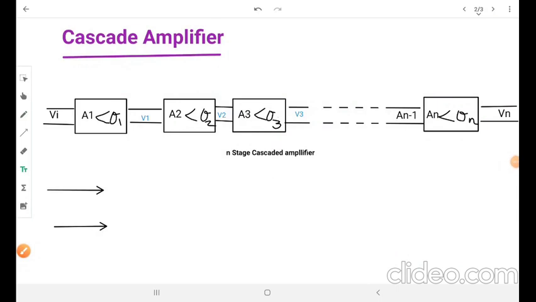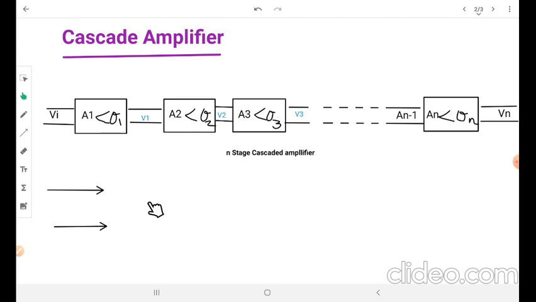Next topic is cascade amplifiers. Here we can see an N stage cascaded amplifier. Here N different stages are cascaded. This is the first stage to which the input Vi is applied, this is the second stage, this is the third stage, and this is the last stage, the nth stage. Here N different stages are cascaded.